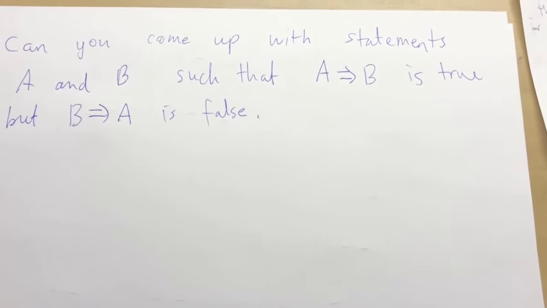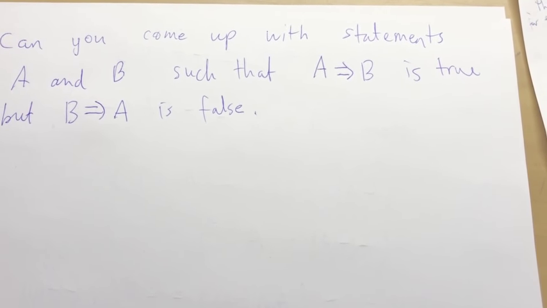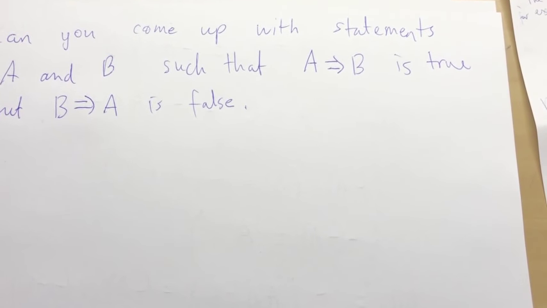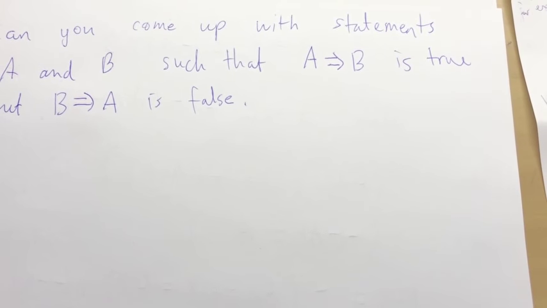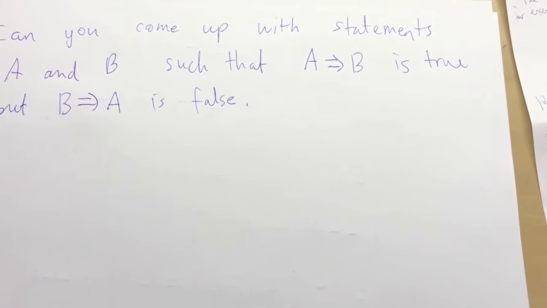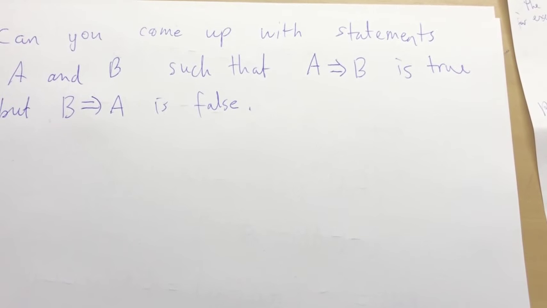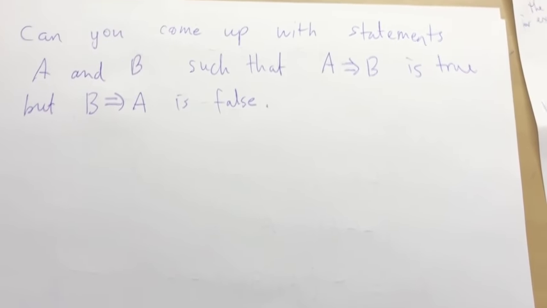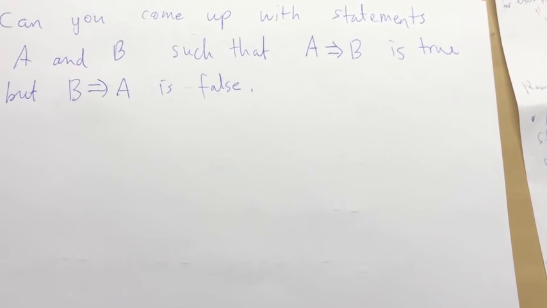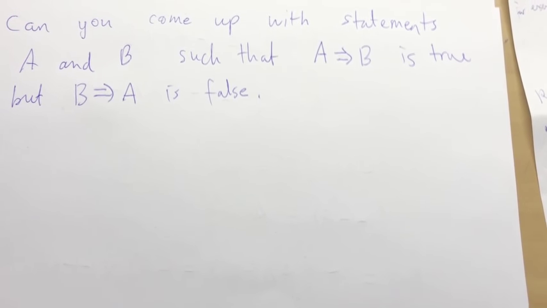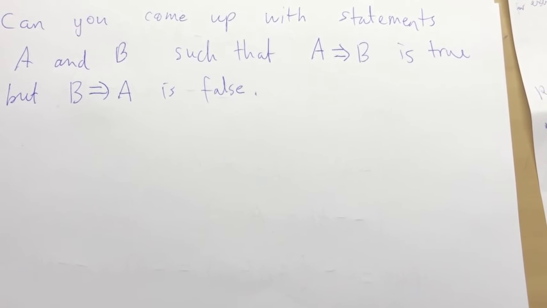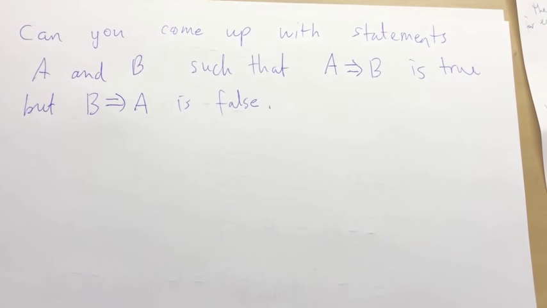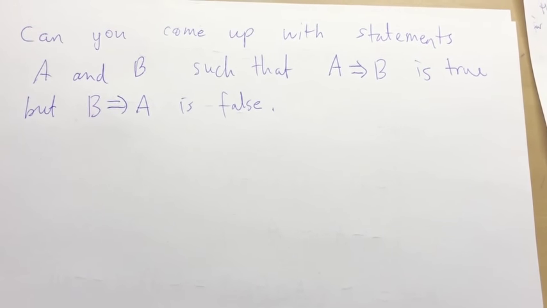Let me give you an idea how to approach something like this. A implies B is true, but B implies A is false. It's kind of interesting what type of things you're thinking A and B have to be. Intuitively you might come up with A as X is a dog, B as X is an animal, or something like that, and that might even work. So let's give that approach a shot.